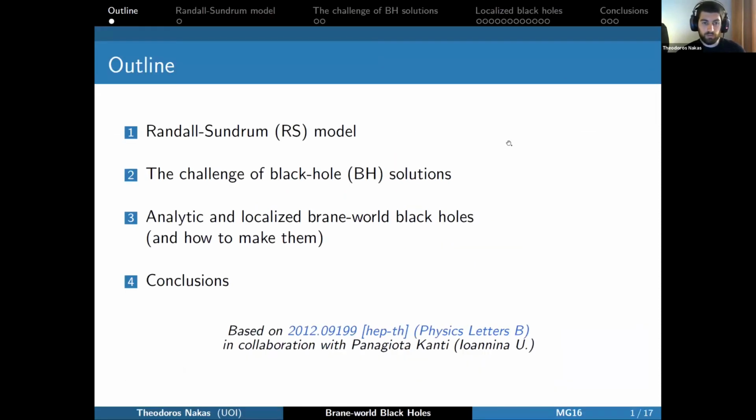The outline of my talk is the following. At first, I will describe briefly the Randall-Sundrum model. Then, we will see the reason why it is difficult to obtain black hole solutions in these types of models. And in the rest of my talk, I will show you how we can construct from first principles the geometry of analytic and localized braneworld black holes. My talk is based on this paper, which was done in collaboration with my advisor, Panagiota Kanti, who is a professor at the University of Ioannina.